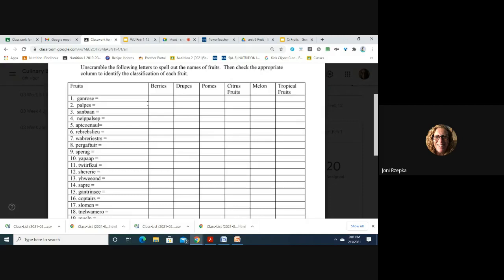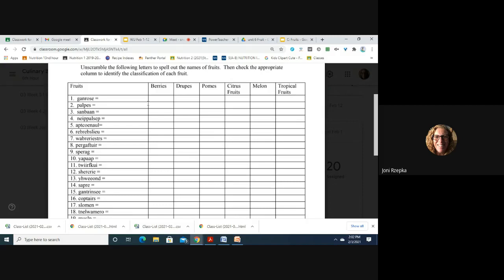Is it a berry, a drupe, a pome, a citrus fruit, a melon, or a tropical fruit? What category does it go into? Anybody? There's 5 categories. So, sorry, 6. What category does it go into? An apple. Is it a melon? Okay. It's not a drupe. Drupes have pits. So I'll give you another chance.